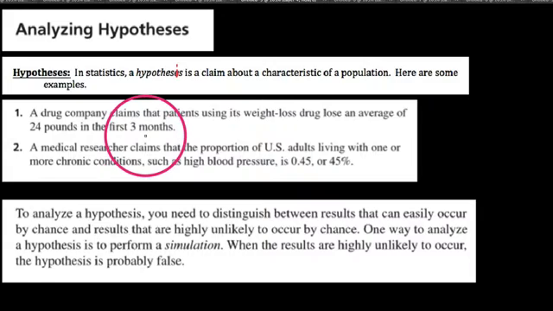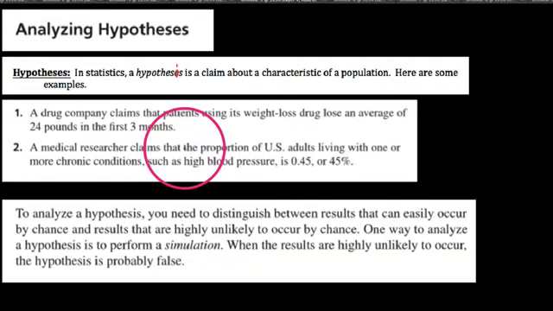And so with that kind of claim about an entire population, we're probably not going to be able to collect data on everybody to gather a census. So what we would do is form a sample of data and try to draw conclusions from that. Likewise, if I'm a medical researcher, I claim that the proportion of U.S. adults living with one or more chronic conditions, such as high blood pressure, is almost a half, like 45%. And that's also another bold claim.